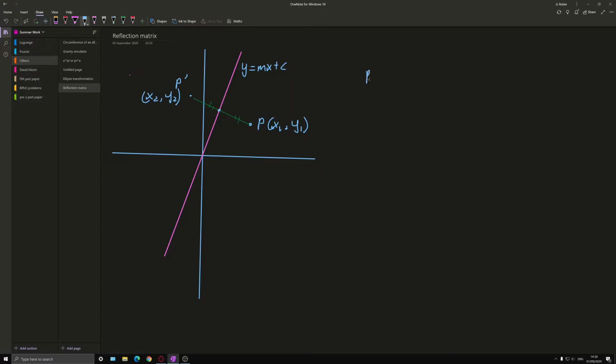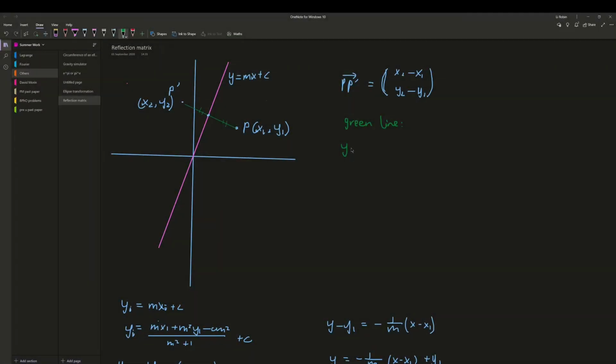Intuitively, if we draw a straight green line connecting P and P prime, then it would be perpendicular to the pink line and both points would be equidistant from the pink line. So, if we work out the distance between P and the intercept, then we can find the location of P prime. I will start by working out the equation of the green line.